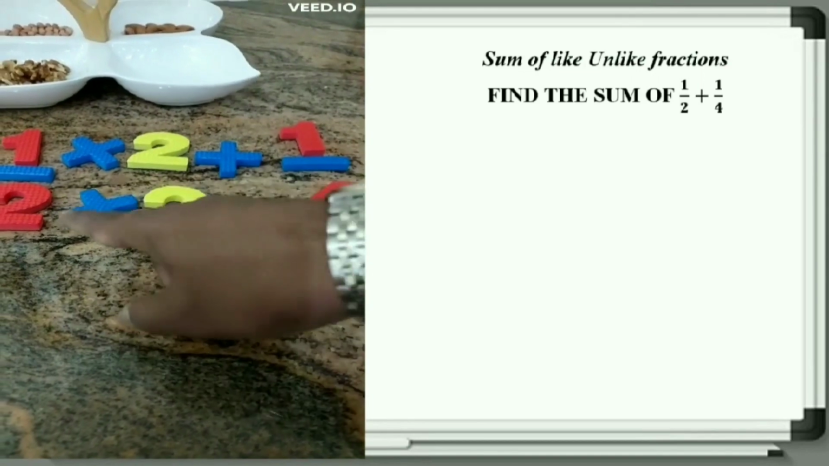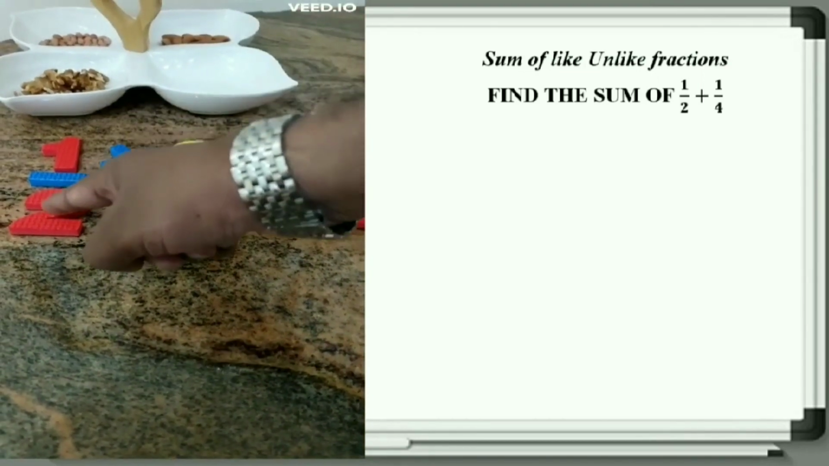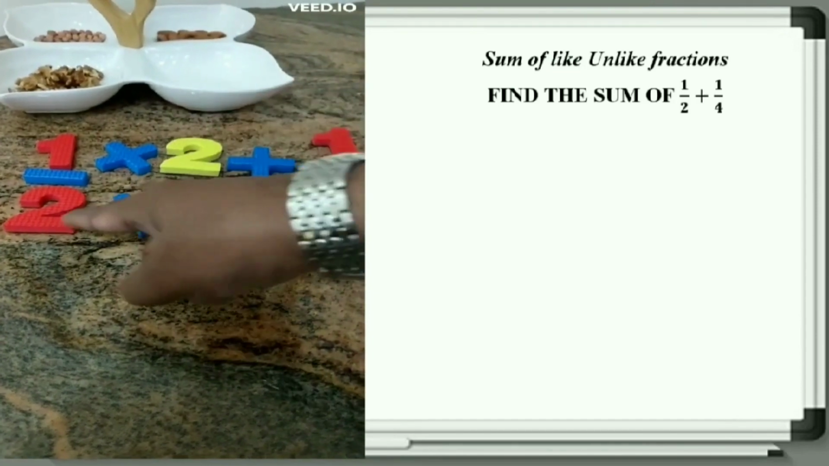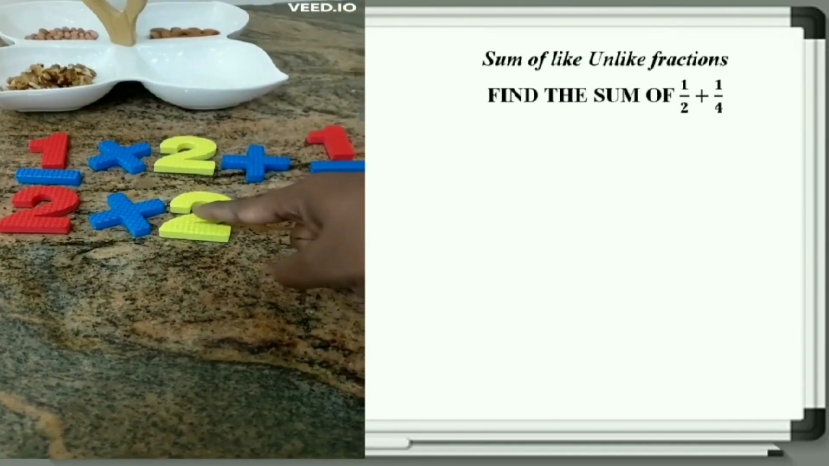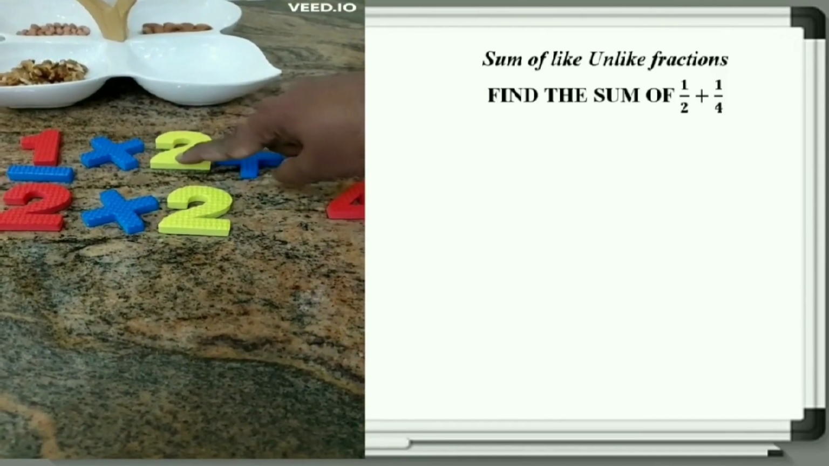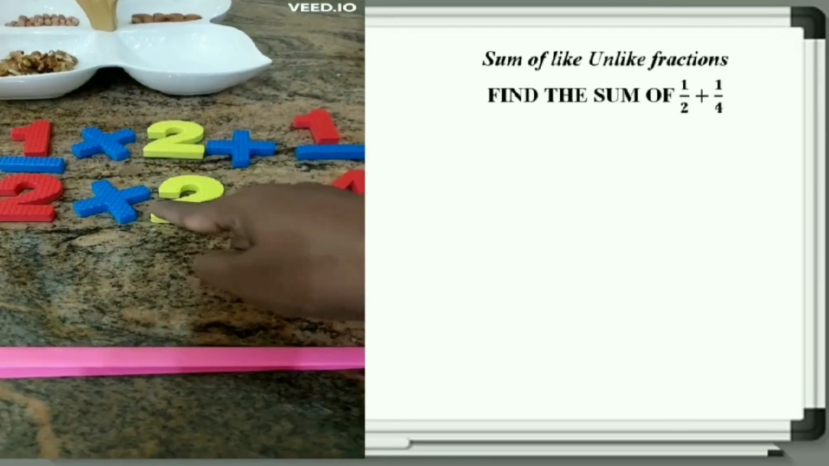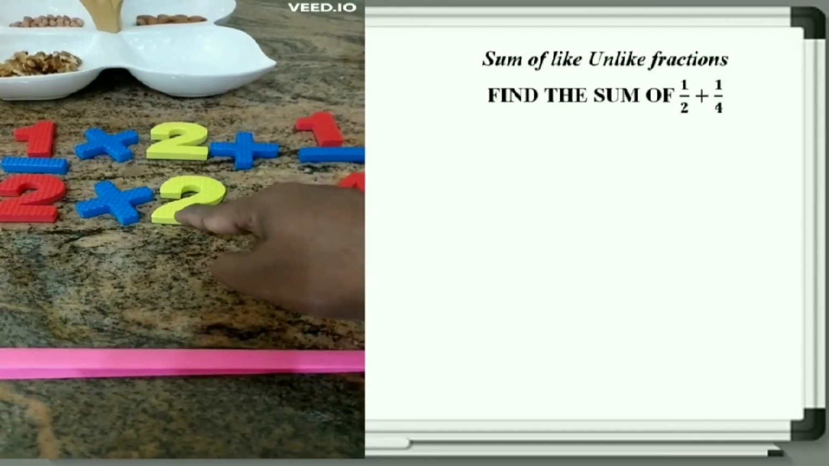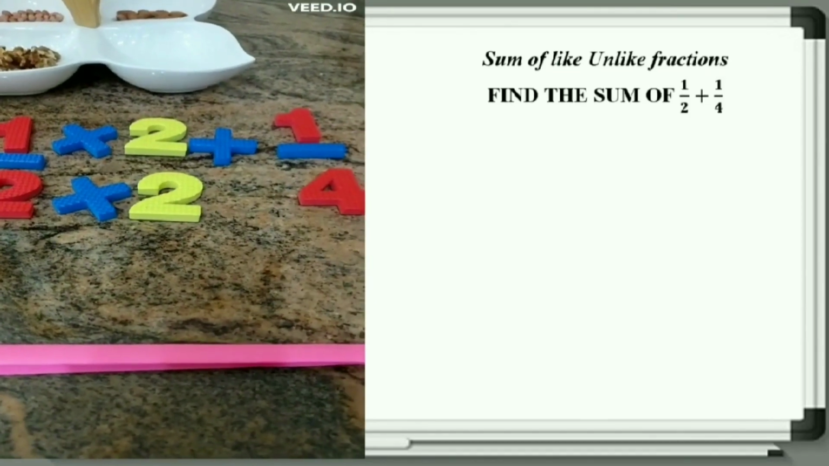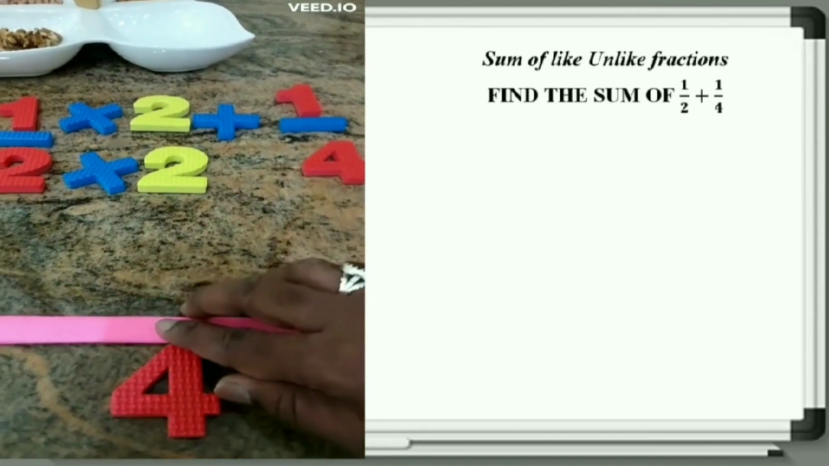Now see here, my first fraction was half. I multiply the denominator by 2, and since I multiply the denominator by 2, I have to multiply the numerator also by 2. Now 2 times 2 is 4. In the first fraction the denominator is 4, and in the second fraction the denominator is 4. So I can take the common denominator 4.